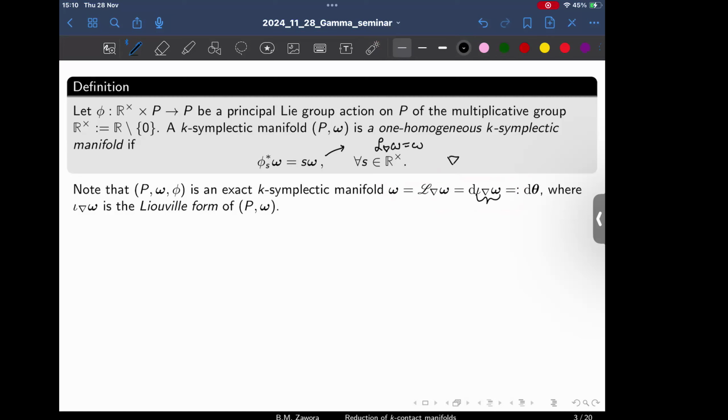Okay, sorry, I didn't define this vector. It's the Liouville vector field. In other words, the fundamental vector field with respect to the action phi, which is the action of dilations. So later on, in the K-contact setting, theta will be defined as the contraction of bold omega with this Liouville vector field.